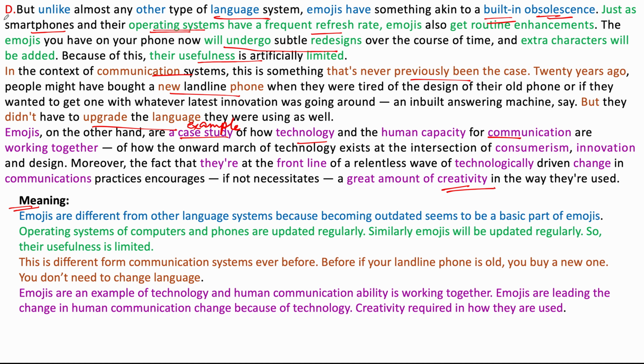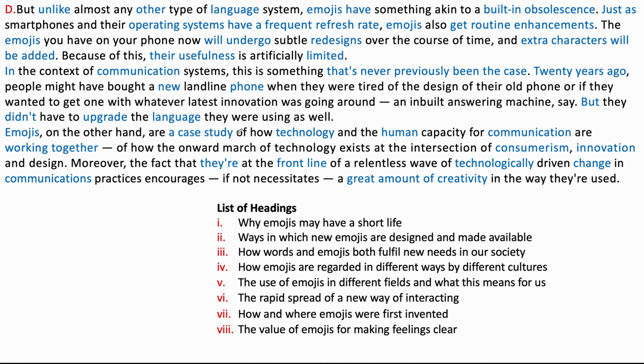Let's go through the headings. The first heading says why emojis may have a short life. This section starts with the idea of obsolescence and then provides examples and comparisons to explain why emojis have a limited lifespan, or why emojis have a short life. Phrases like their usefulness is limited make this the correct heading.